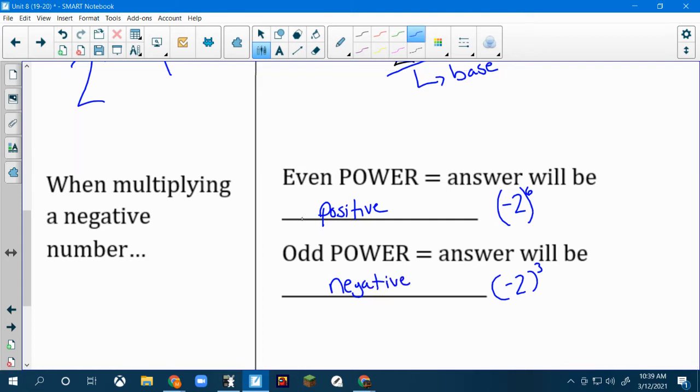So any negative number to an even power is going to be a positive answer. So negative 2 to the 14th, negative 2 to the 2nd, negative 2 to the 24th, all of those are even powers. Your answer is going to be positive. If you have an odd power, 3, 7, 21, 33, those are going to give you a negative answer. Negative 2 to the 7th power will give you a negative answer.